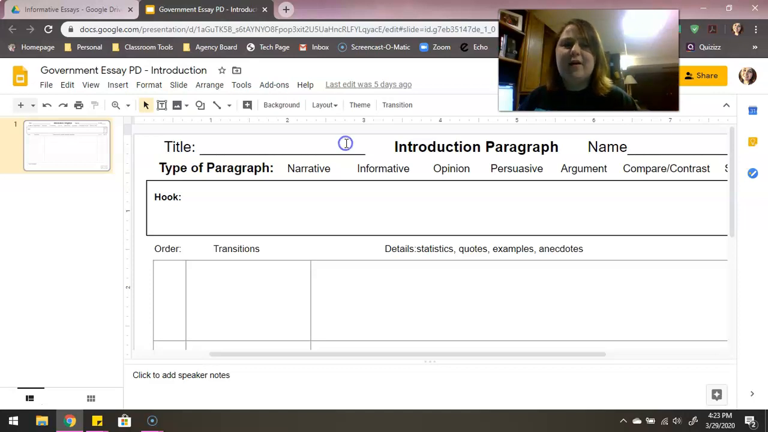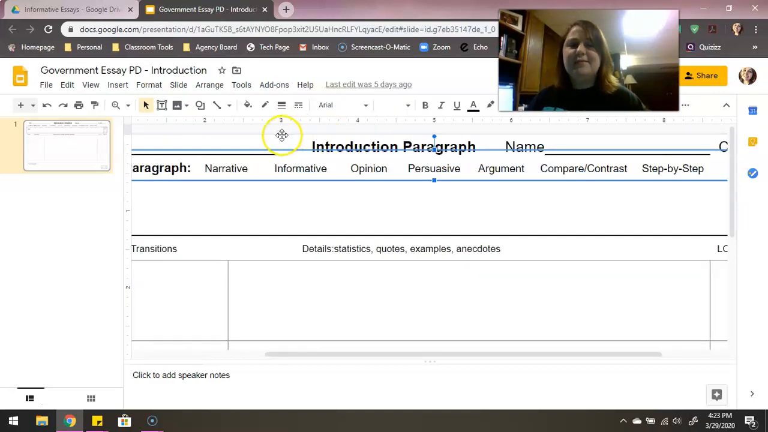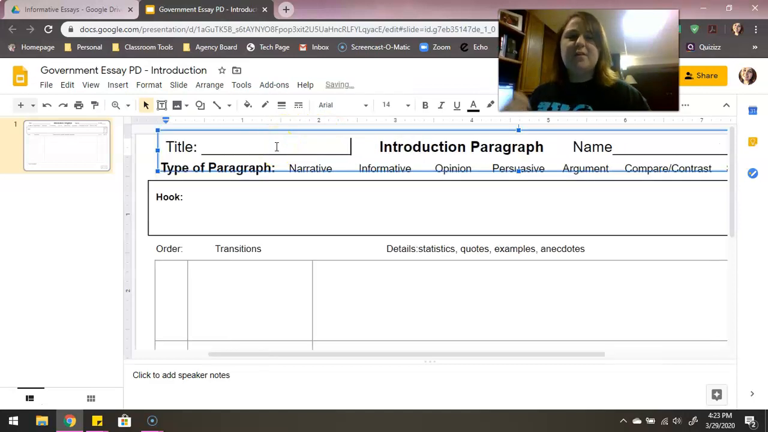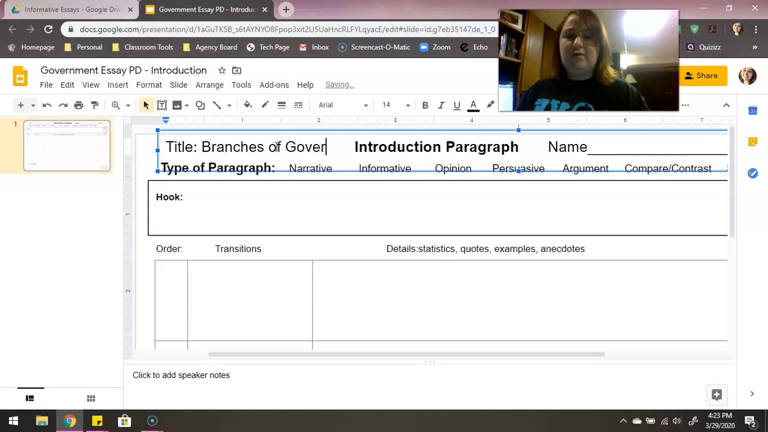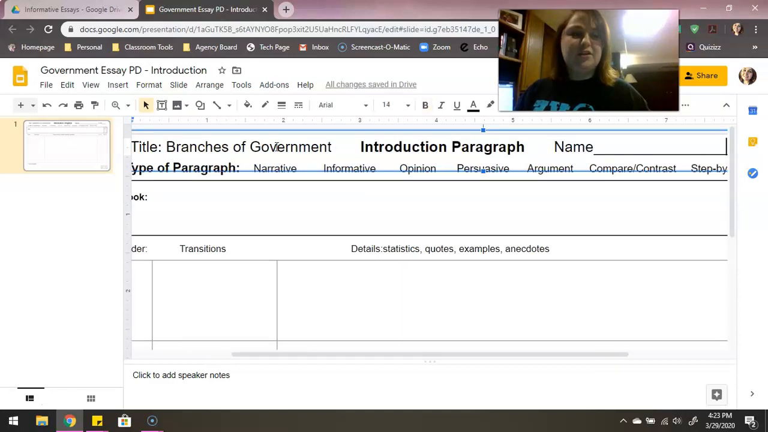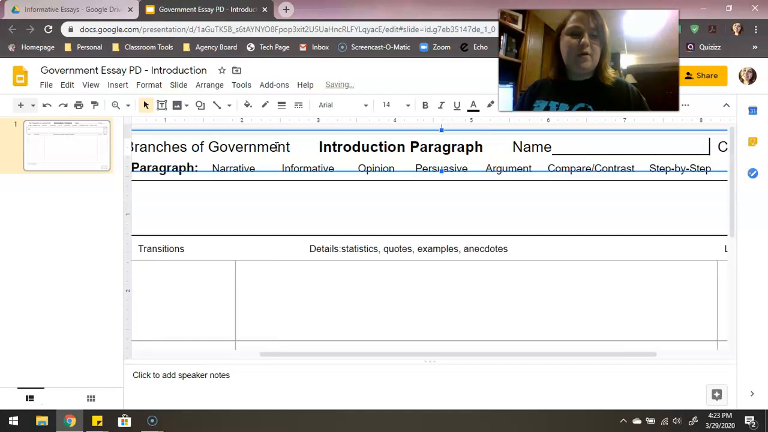Let's start by filling in our paragraph diagram. Fill in the top section up here. So I'm going to erase my title. I'm going to put my title as being branches of government. I'm going to go over here and erase the name section and put my name. Oops, wrong one.